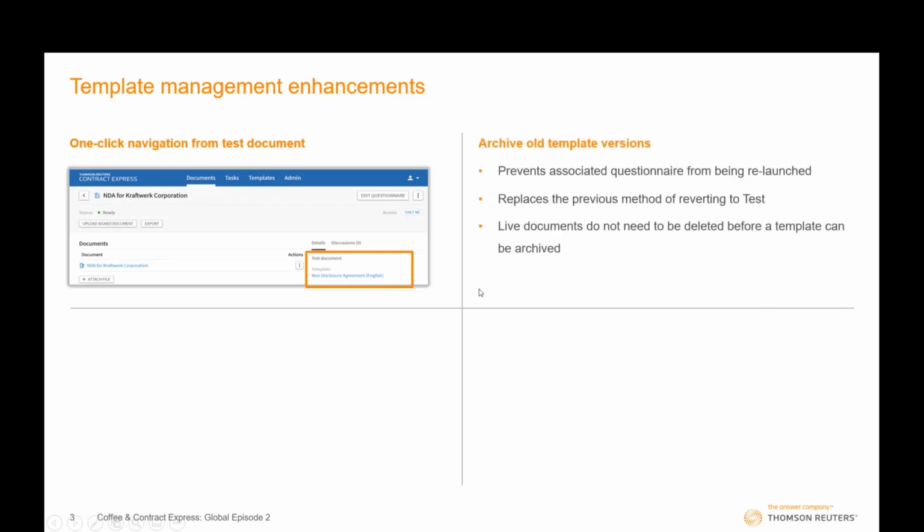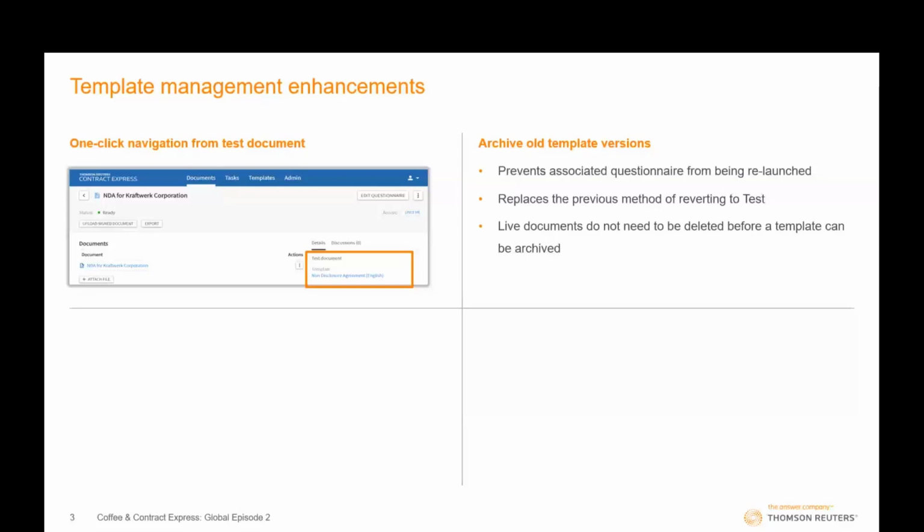Another one that I think will be of interest to those of you who are particularly long-term customers and have many template versions. It has been something that's come up quite a few times in recent months. Queries around, it's really difficult that if you want to prevent users from using a particular version of the template from launching that questionnaire, you need to revert it back to test, but you can't revert it back to test until you've removed any of the live documents that are associated with it.